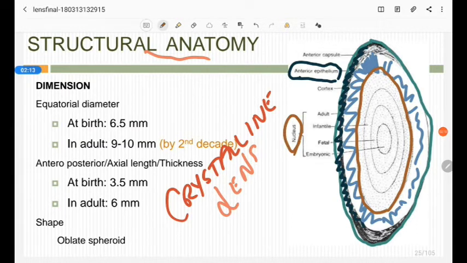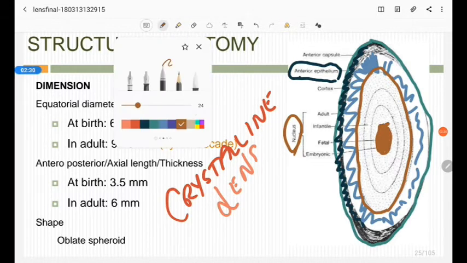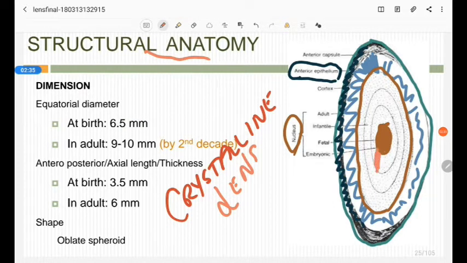Now let's highlight the nucleus. When you were in the embryonic stage, the part of the lens or the nucleus was only the embryonic nucleus, and later it developed into a fetal nucleus. That was in the fetal stage.